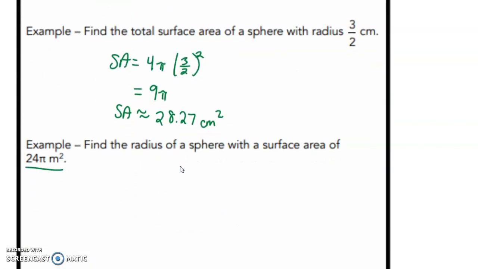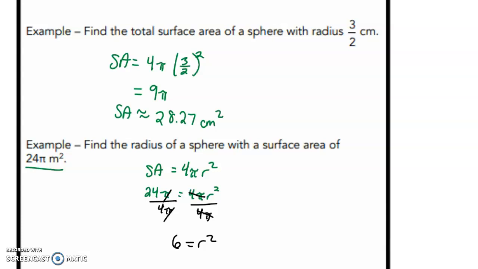So this one gives us the surface area, and it wants us to find the radius, so we're working backwards. So the surface area is 24 pi equals 4 pi r squared. So to get r by itself, I would divide by 4 pi. What you do to one side, you must do the other. The pi's cancel out. 24 divided by 4 is 6. And then to get r by itself, you square root to get rid of squared.